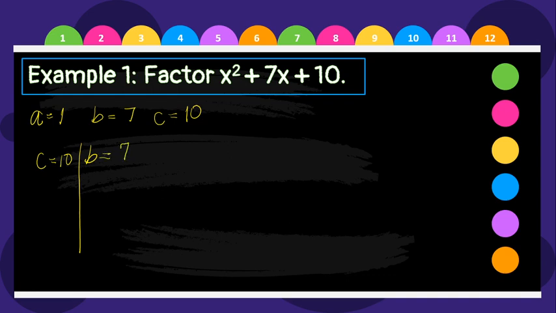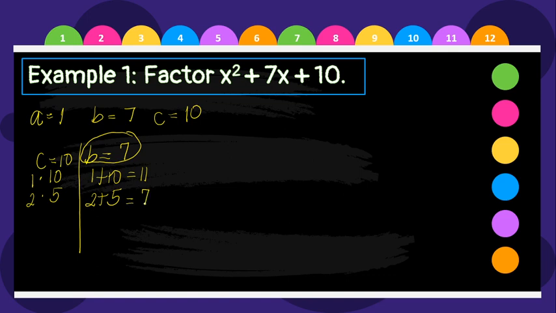Now we're going to list the factors of 10. We have 1 times 10, 2 times 5. That's it. Now we're going to add the factors of 10: 1 plus 10, 2 plus 5. And now we're going to look for the sum that is equal to B, which is 7. 1 plus 10 is 11. 2 plus 5 is equal to 7.